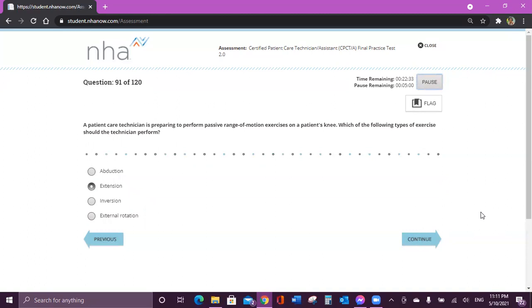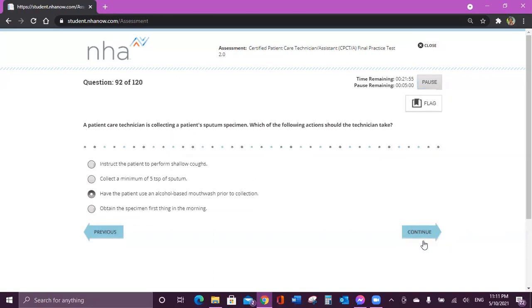A patient care technician is preparing to perform passive range of motion exercise. A patient needs, in which of the following types of... external rotation, extension, adduction, inversion, no es. External rotation, yo creo que esa misma. Range of motion of the knee. Extension, yeah, extension.